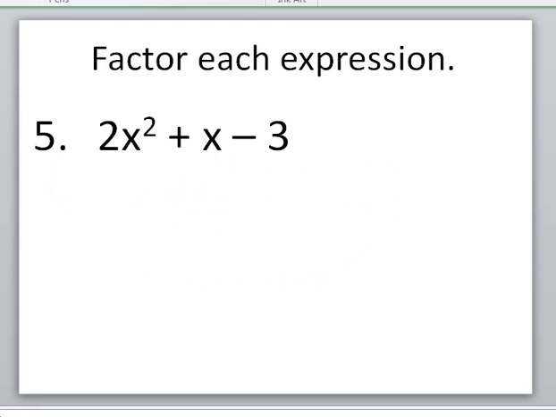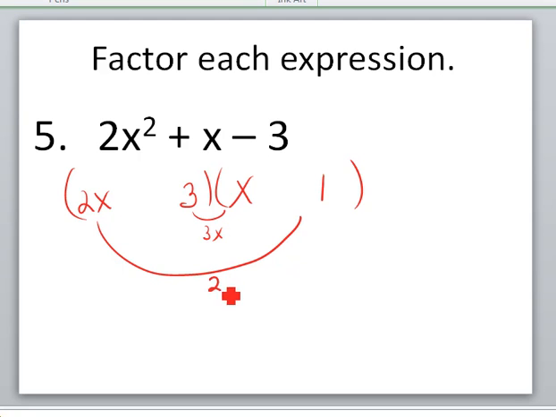The next one, there is no greatest common factor. Put 2x and x. Well, again, the only factors of 3 would be 3 and 1. If I put 3 here and 1 here, this is going to be my best bet because I get 3x and a 2x. That gives me a positive 3 and a negative 1 or negative 2, which gives me a positive 1. Positive and a negative.